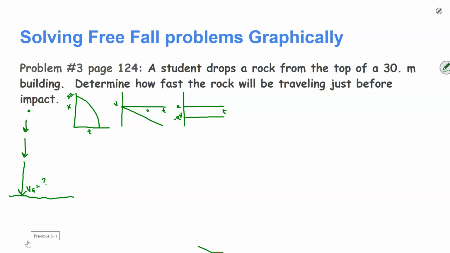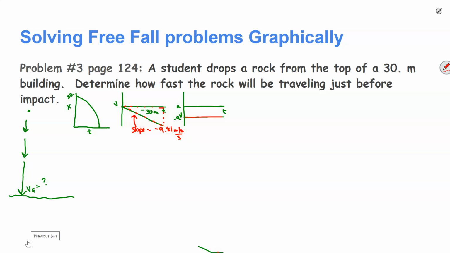Well, this is the 30 meters that it falls, and since it's falling down, it's a negative 30. And I know that that is this area underneath that line, so it looks like it's a triangle. The other information I know is that the slope of this equals negative 9.81 meters per second each second, and that's where I graphed it over here. So that gives us some of the information that we need to know for this problem.